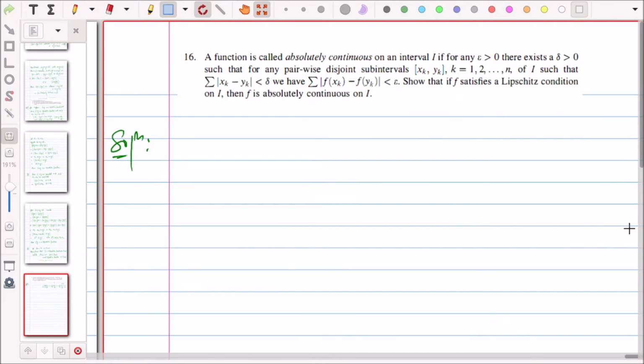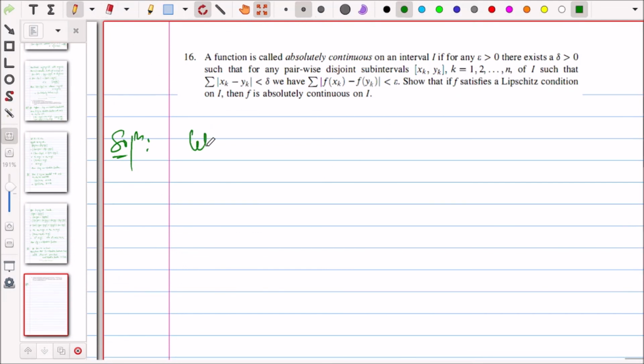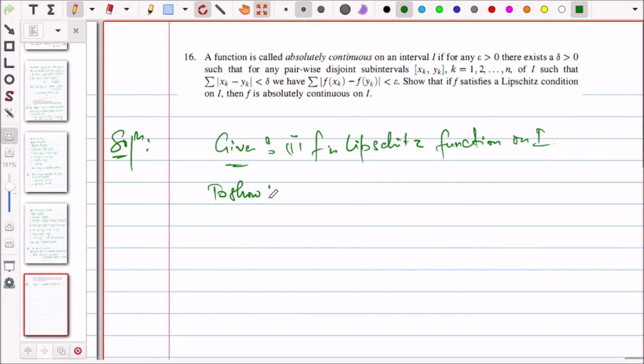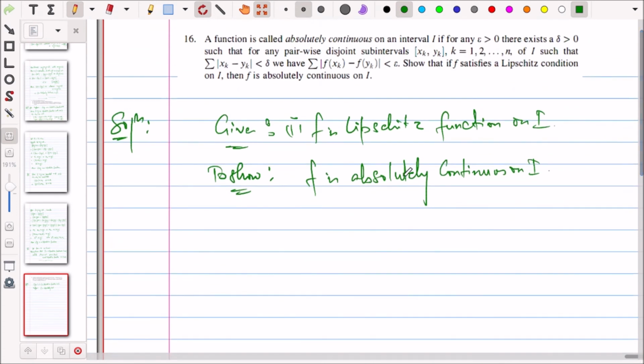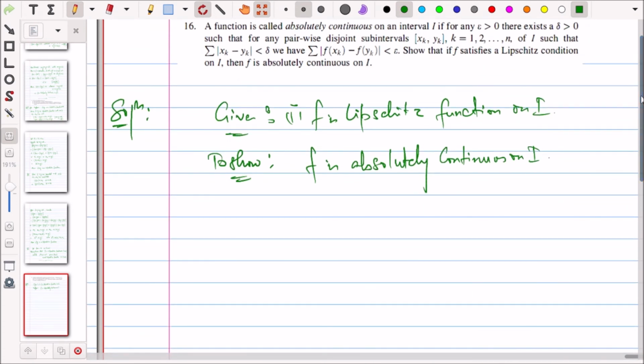So now we have to show that if f satisfies the Lipschitz condition on I, then f is absolutely continuous on I. So given f is a Lipschitz function on I, to show f is absolutely continuous on I. So we start with any pair of disjoint subintervals of I.